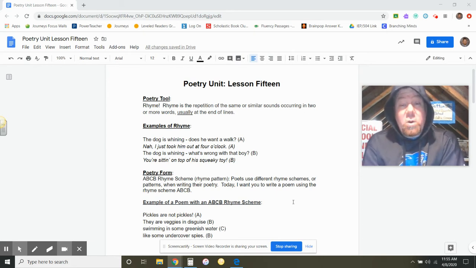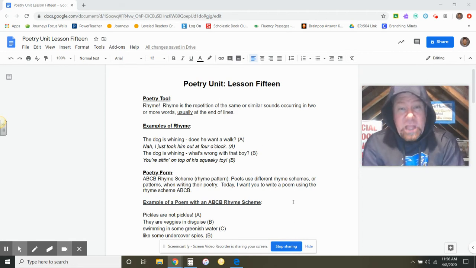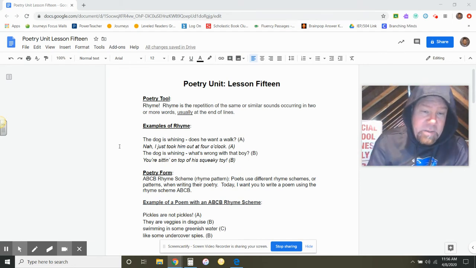So today you're going to be required to write a certain poem with rhyme. Now, rhyme is the repetition of the same or similar sounds occurring in two or more words, usually at the end of lines. Today, as we write a particular rhyme scheme, you are going to make sure that the ends of your lines rhyme. Okay? So here's an example of rhyme being used.